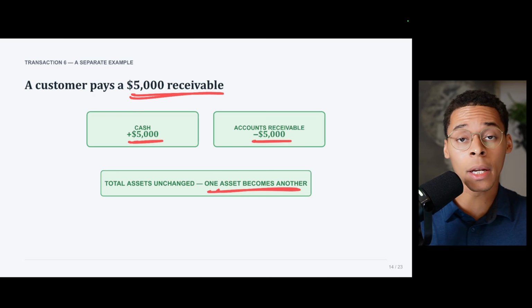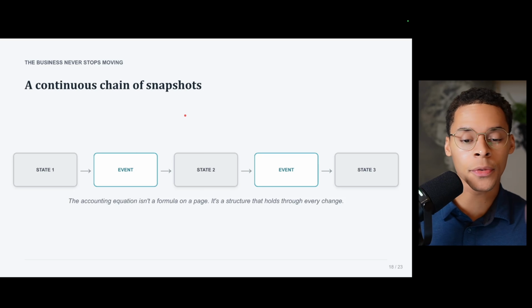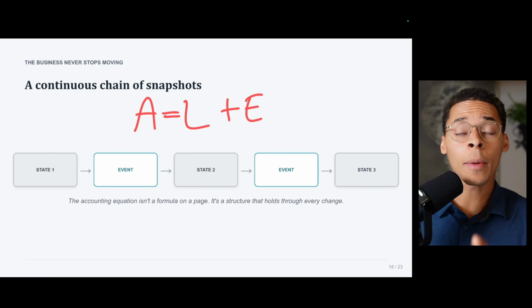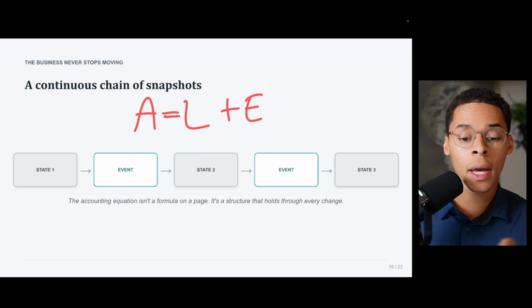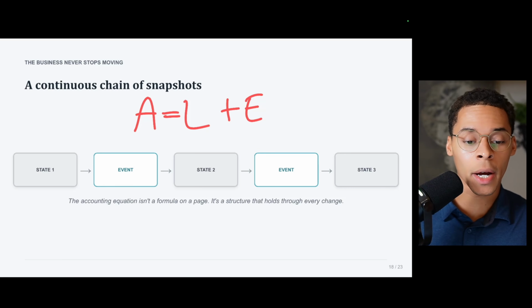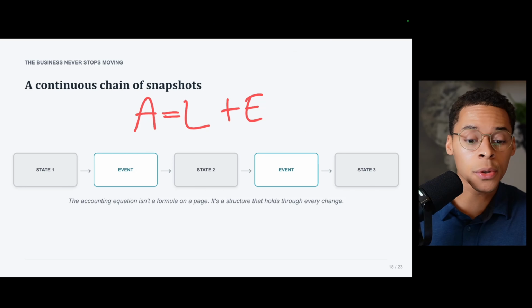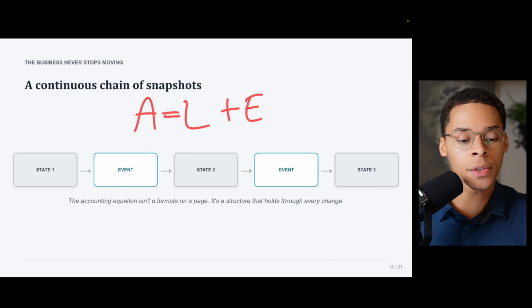Okay, so the main takeaway from this video, just to kind of synthesize everything we've gone through, is the fact that the accounting equation, which is assets equal liabilities plus equity, represents a company's financial position at a specific point in time, okay? And this equation is not static. It's subject to update when it is exposed to a business event or transaction, okay?